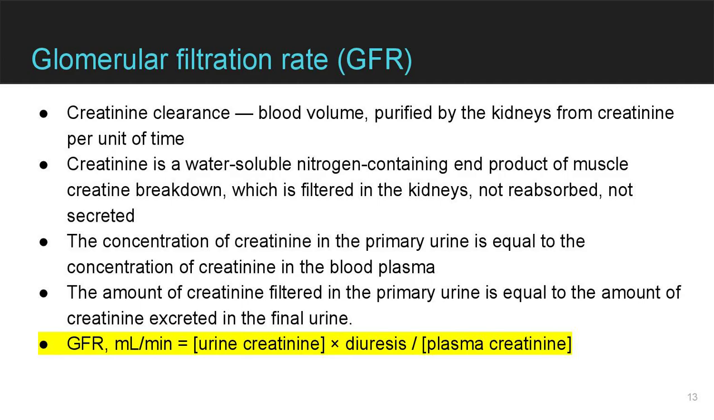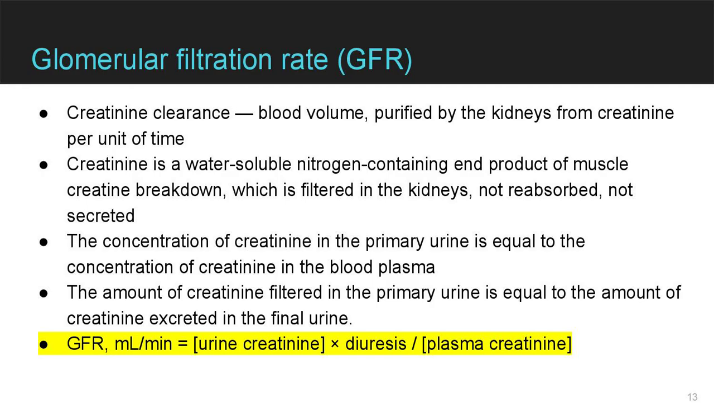How can we do this? Because the rate of filtration of creatinine is dependent only on the rate of filtration. This chemical is not reabsorbed and not secreted; creatinine is only filtrated. And the concentration of creatinine in primary urine is equal to the concentration of creatinine in the blood plasma.